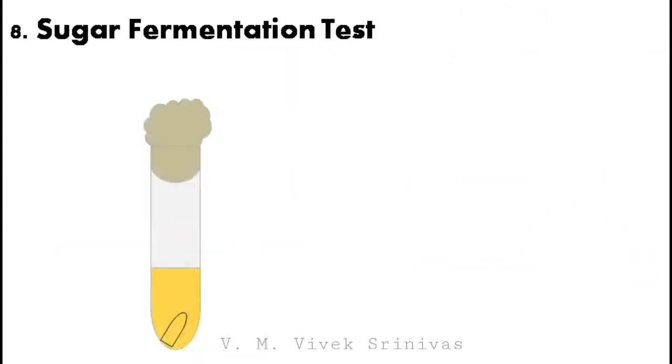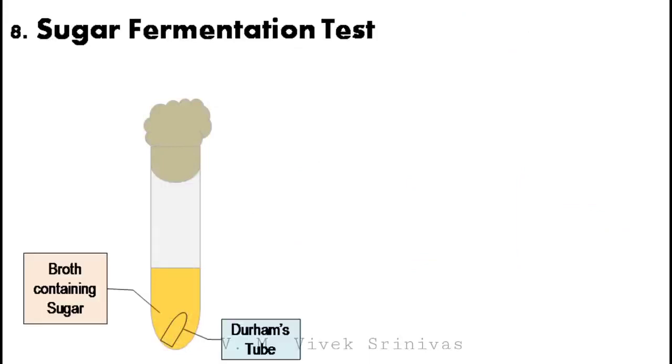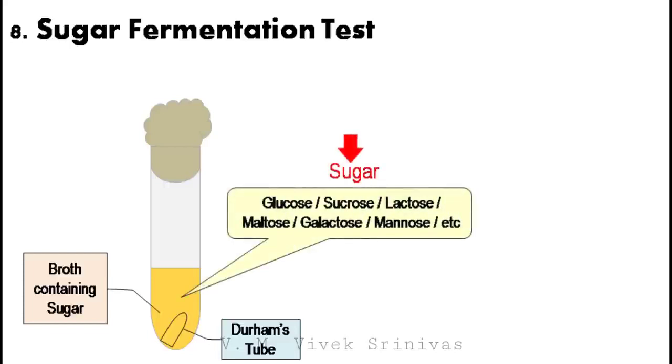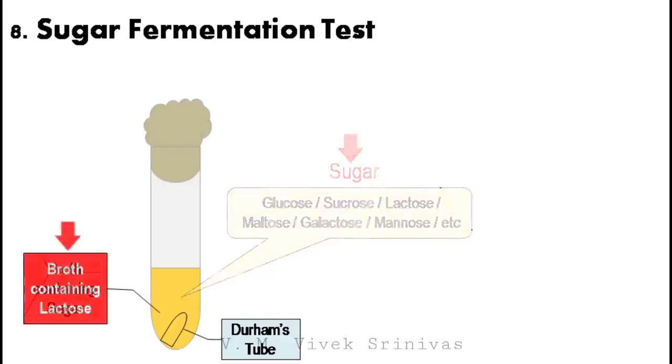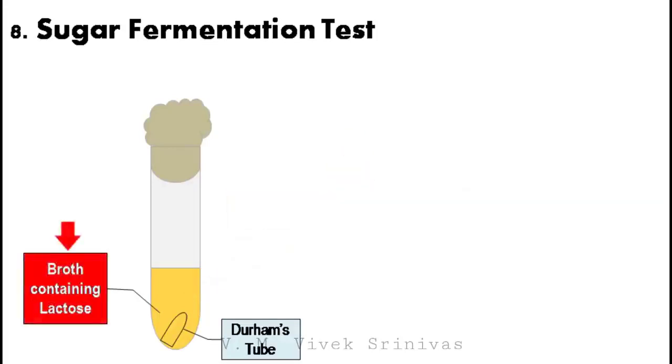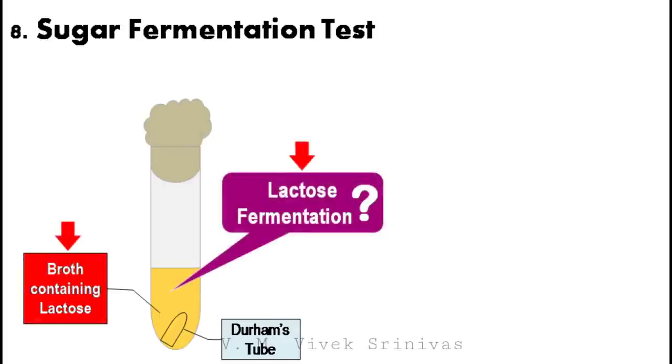The procedure: this test is performed in the broth containing sugar with the Durham's tube inside it. The sugar may be glucose, or sucrose, or lactose, or maltose, or galactose, or mannose, or any other sugars that can be added to the broth. For instance, this broth is added with the lactose, thereby to check the bacteria for the lactose fermentation.